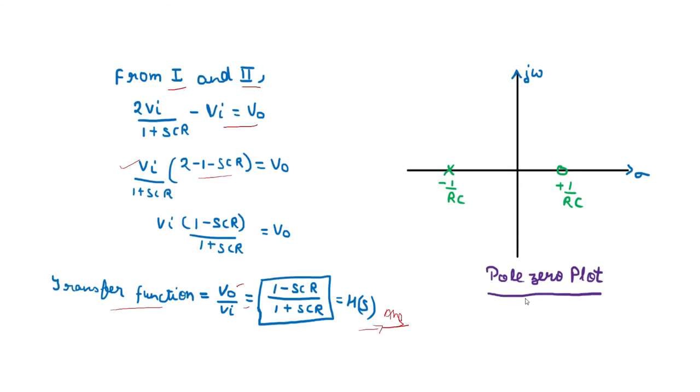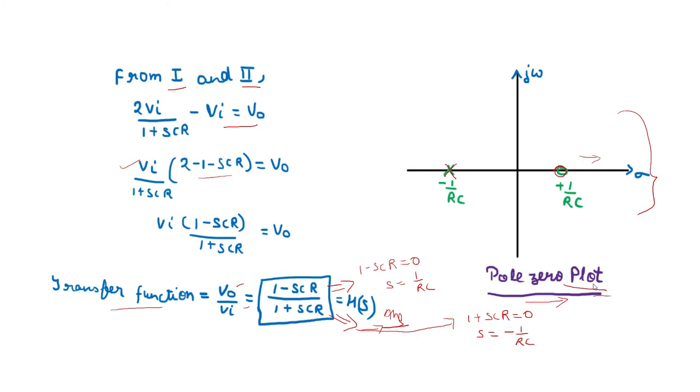Now in second part you have to draw the pole-zero plot. So this is your zero and this is your pole. So put 1 minus SCR is equal to 0. We get S is equal to 1 upon RC. So this is our zero, which is on the positive side. And now put the pole equal to 0, meaning 1 plus SCR equal to 0. We get S is equal to minus 1 upon RC. So this is your zero, and this is your pole, the pole-zero plot.